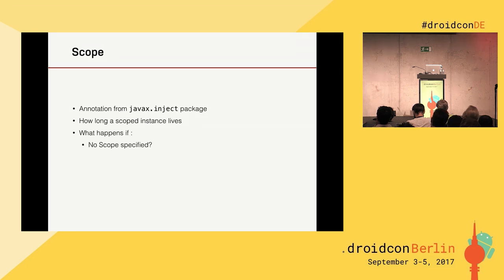So what happens if no scope is specified? If you do not specify any scope over your component, then every time you get that dependency, a new instance of that dependency will be created. Your provider methods will get called whenever you try to get that dependency. But if you specify an annotation, there is a possibility that your dependency might get reused. It is not mandatory that even in this case the dependency will get reused. We'll talk about how that will happen.